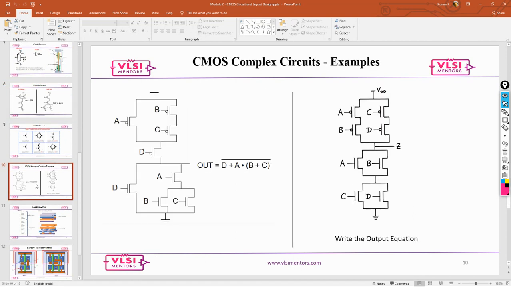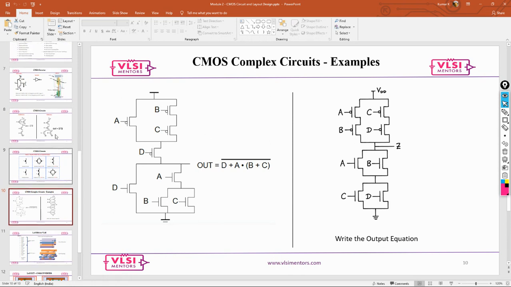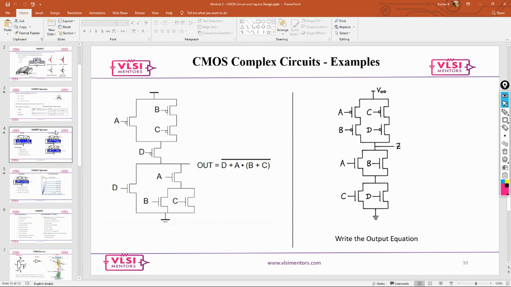So how do you design a circuit for a given equation? And if a circuit was given, how do you identify what is the equation, or probably the Boolean equation? Okay, and all of that. Okay, so let's get started.